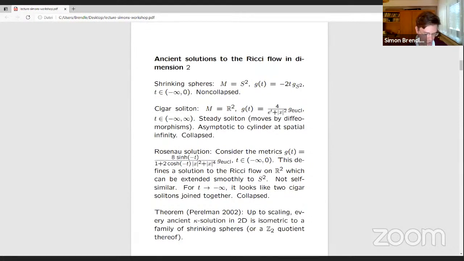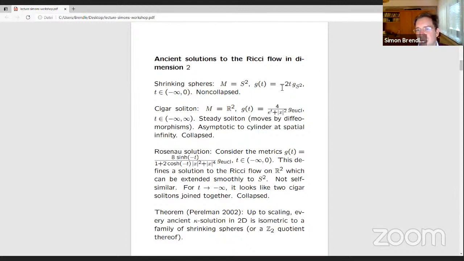Now, let me tell you about the known examples of ancient solutions. And so let me begin with the simplest case, and let's start with the 2D case. And here, well, one obvious example are the shrinking spheres. So here, the underlying manifold is an S2. The metrics g(t) have constant curvature for each t. But as time evolves, the metric gets smaller, the radius gets smaller, and the curvature gets bigger.